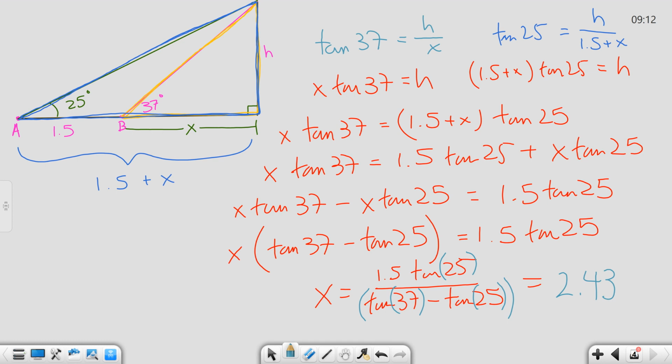Does that mean the mountain is 2.43 miles high? No. Lena, why not? Because that's the distance from where I started to the base of the mountain. What the problem is asking for is h. How do I find h?